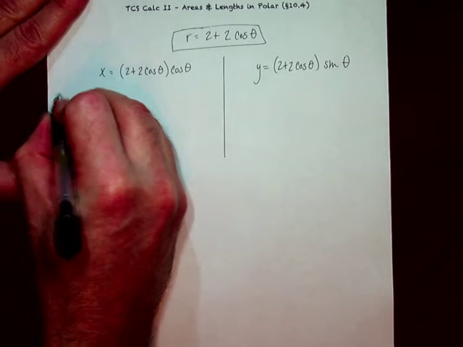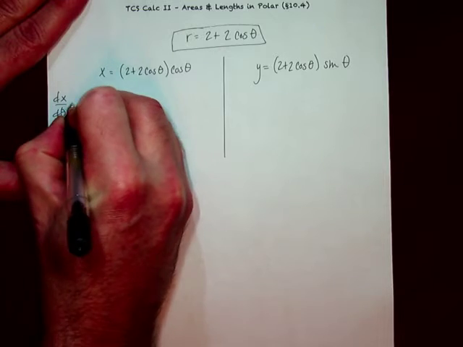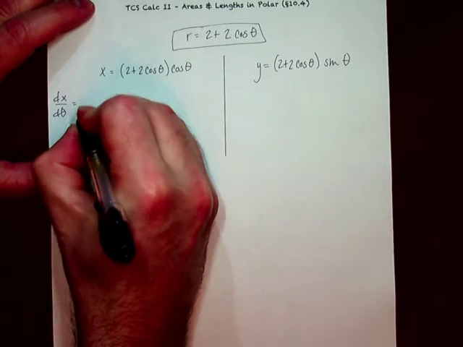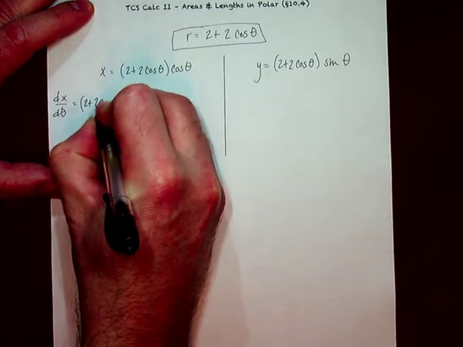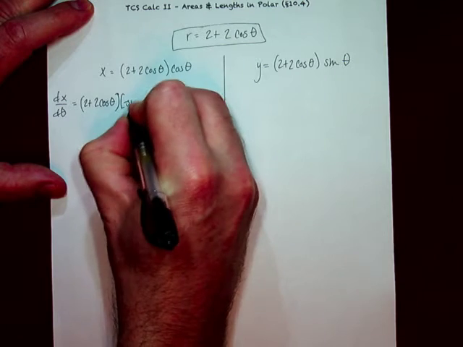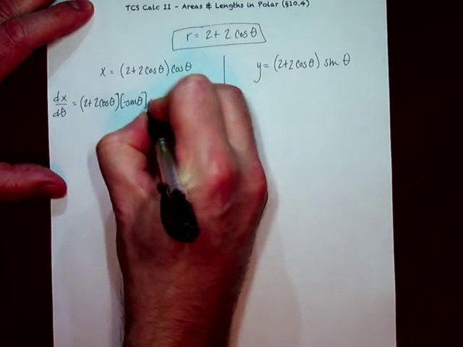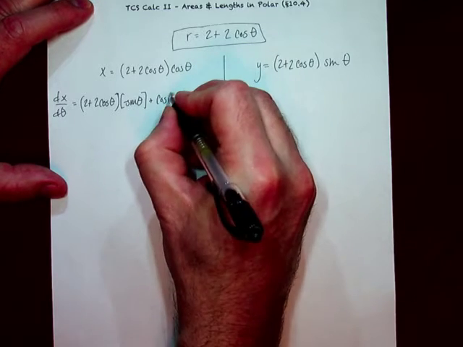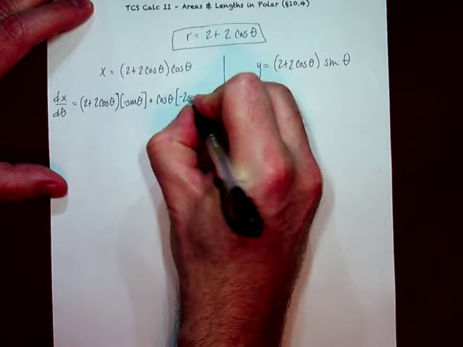Now, dx/d theta, of course, is going to be the product rule. So you have the first times the derivative of the second, plus the second times the derivative of the first.